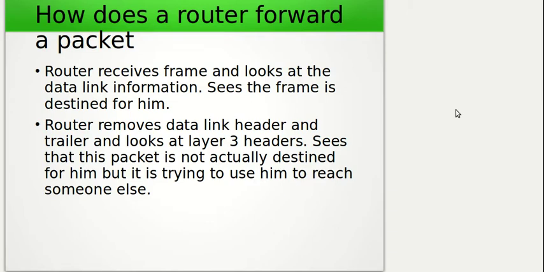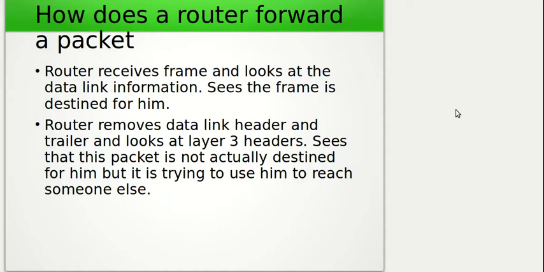Let's look at the forwarding process or the routing process on a router. The router is going to receive a frame and it's going to look at the data link information. This is assuming that we are receiving a frame on an Ethernet based network. Let's just assume we are, to make it simpler to understand this routing process. The data link information is going to say, let's say PC A sent this frame and this frame is destined for me, the router. So the router is going to see the frame destined for it, and then it's going to start to process that packet.